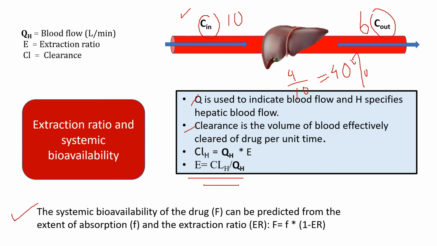The systemic bioavailability of a drug, F, can be predicted from the extent of absorption, that is from the gut, as well as from the extraction ratio. So F is equal to small f multiplied by 1 minus the extraction ratio. This is how the systemic bioavailability is calculated from the extraction ratio.